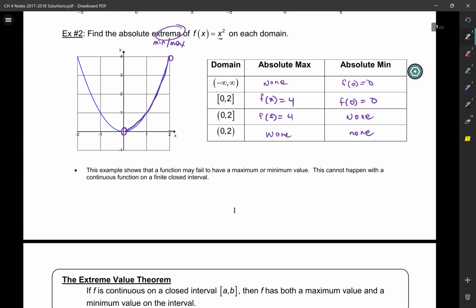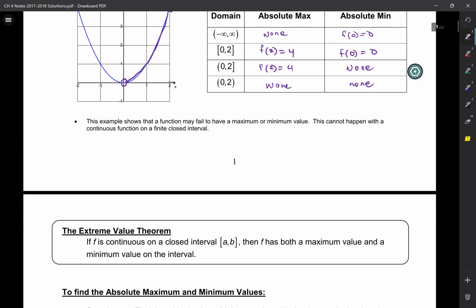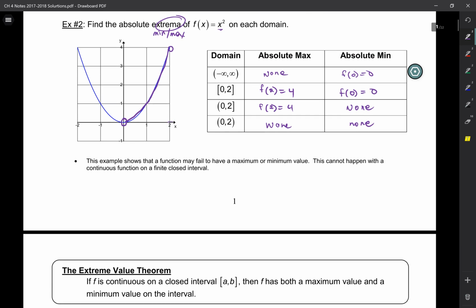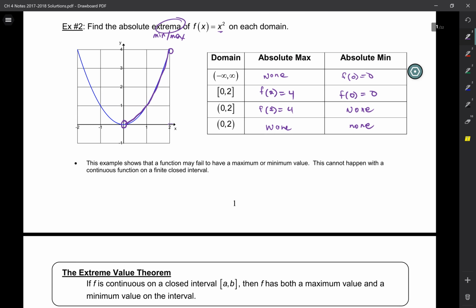All right, so there is a little disclaimer here. This example shows that a function may fail to have a maximum or a minimum value. This cannot happen with a continuous function on a finite closed interval. I'll come back to this at the end of this lesson.